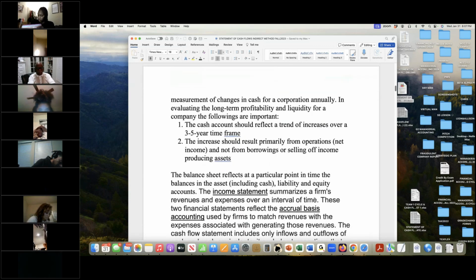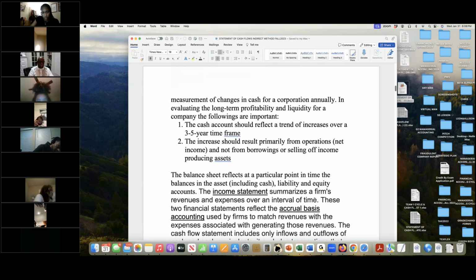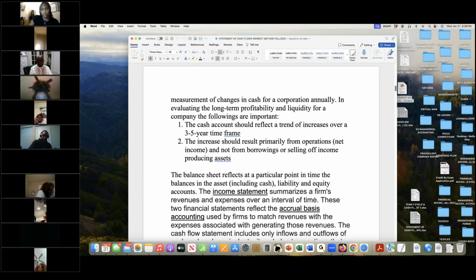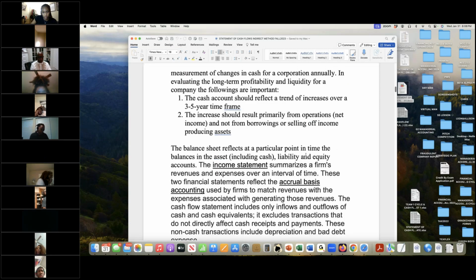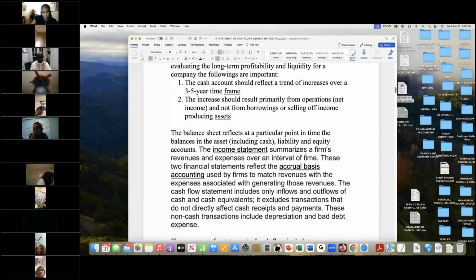And at some point in the next week, you're going to be using this information to analyze a company in terms of whether you would invest in that company or not. But we'll talk about that a little bit later.